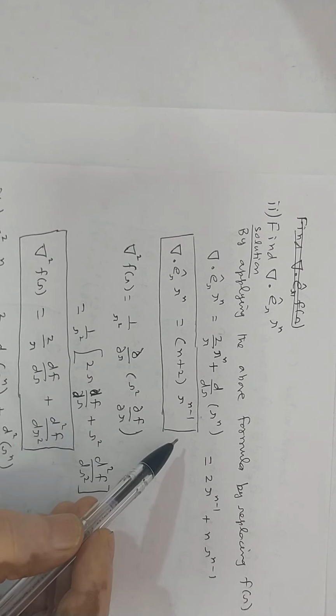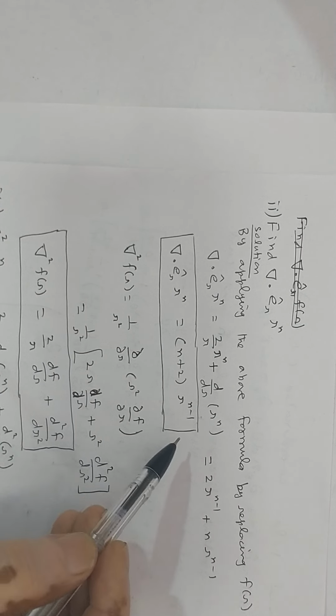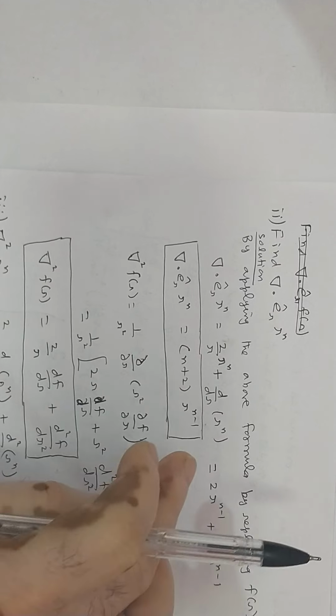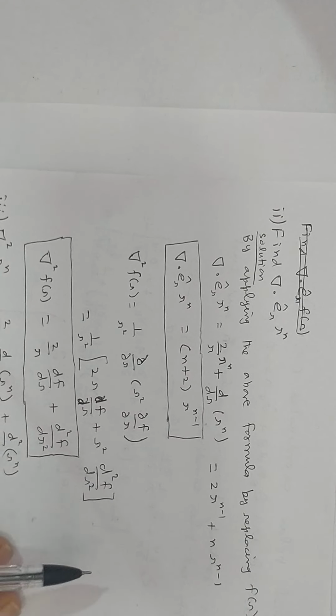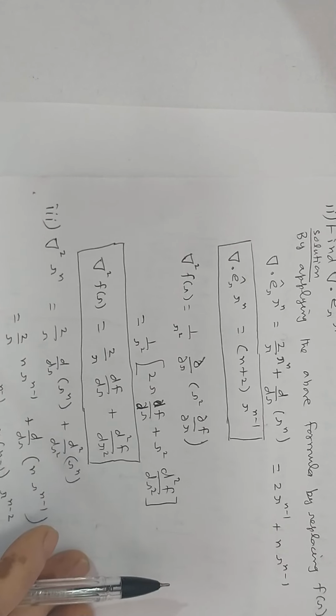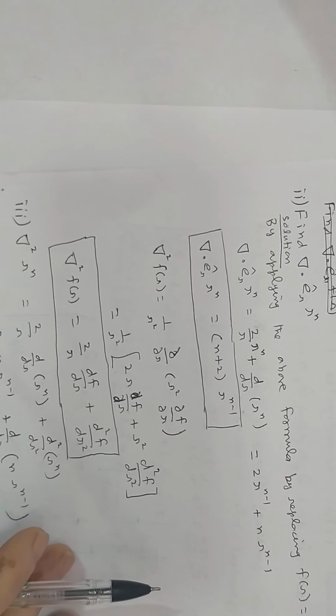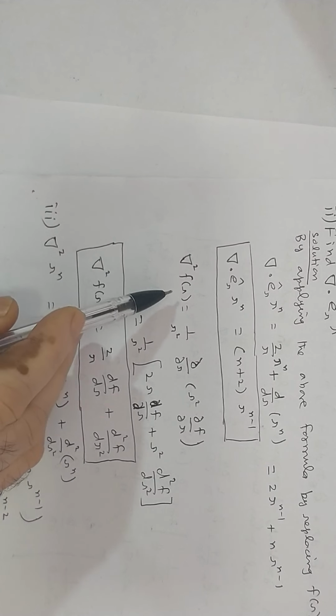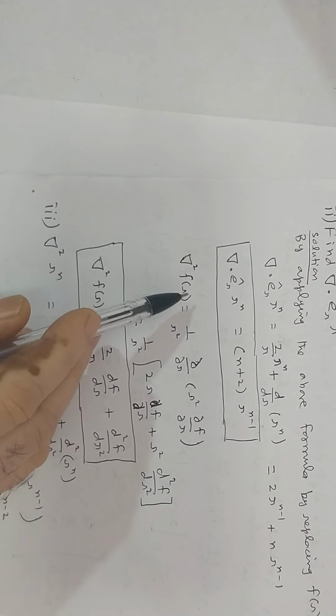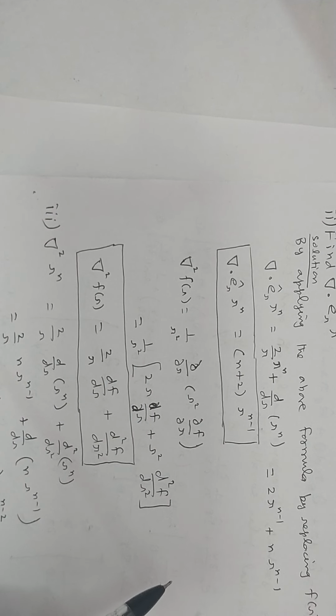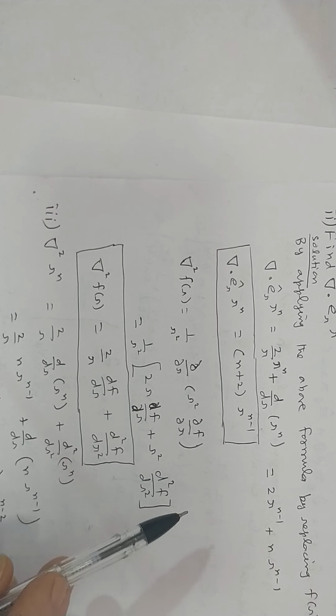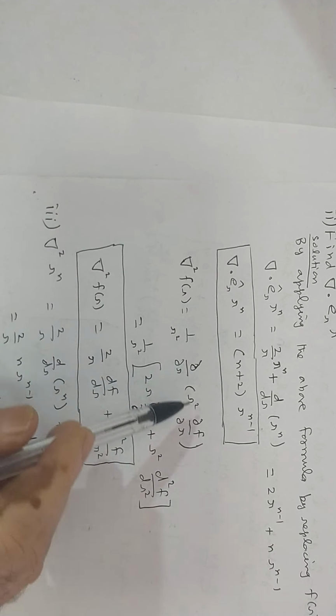If you use Cartesian coordinates, then it takes much time. So you have to use this formula. Similarly, you are asked to find the Laplacian. The expression for the Laplacian is given, del square f of r. The function is only a radial coordinate, so the theta and phi terms are missing. So you have to use this formula.